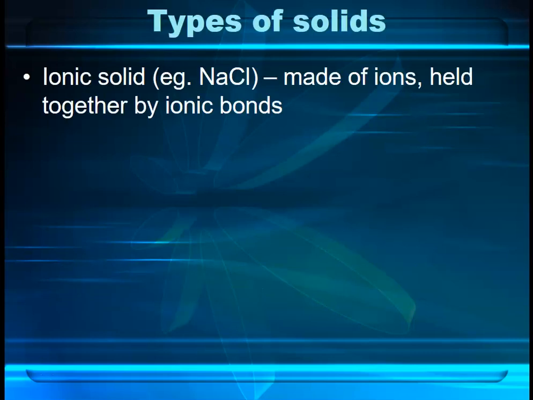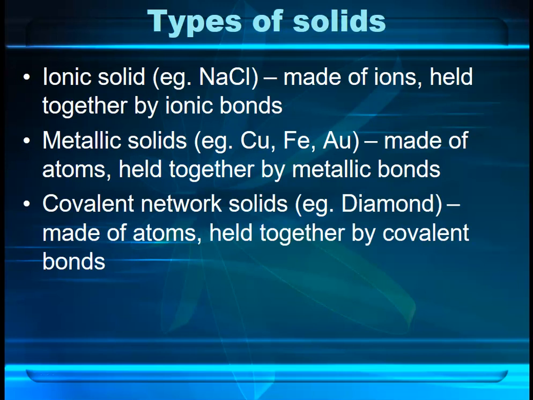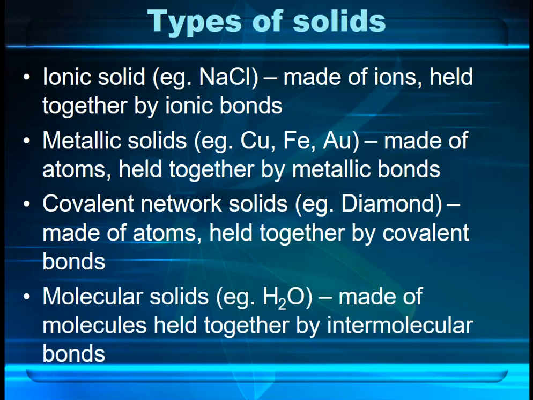Ionic solids, such as sodium chloride, which are made of ions held together by ionic bonds. Metallic solids, such as copper, iron, or gold, which are made of atoms held together by metallic bonds. Covalent network solids, such as diamond, or graphite, or quartz, which are made of atoms held together by covalent bonds. And molecular solids, such as water, which are made of molecules held together by intermolecular bonds.